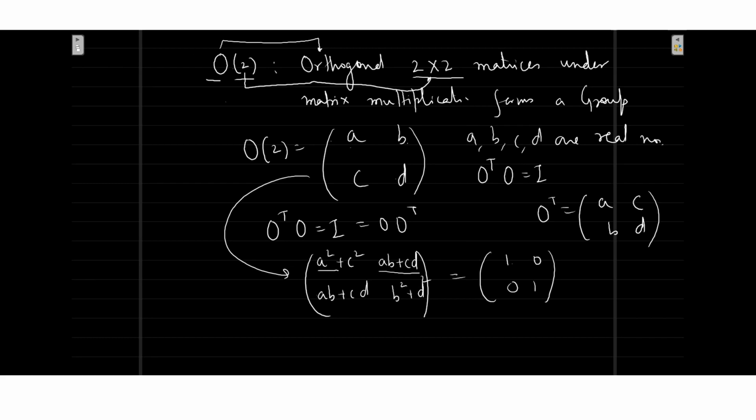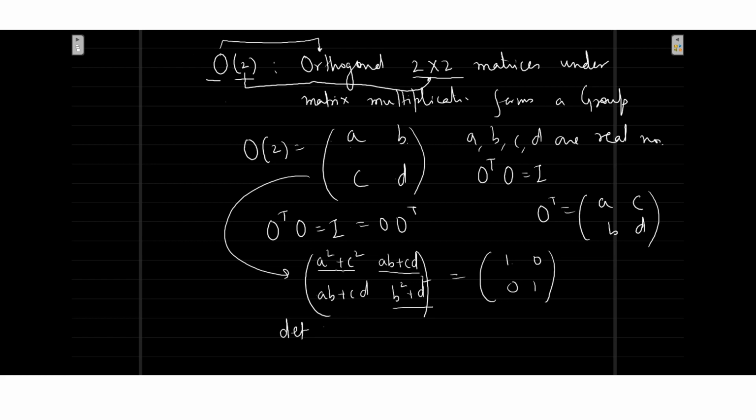See the constraints which are coming up. A and C cannot be any general element. A and C are such that A square plus C square has to be equal to 1. B square plus D square has to be equal to 1. So constraints like this will come on A, B, C, D. Not only that, there is another constraint which will come.